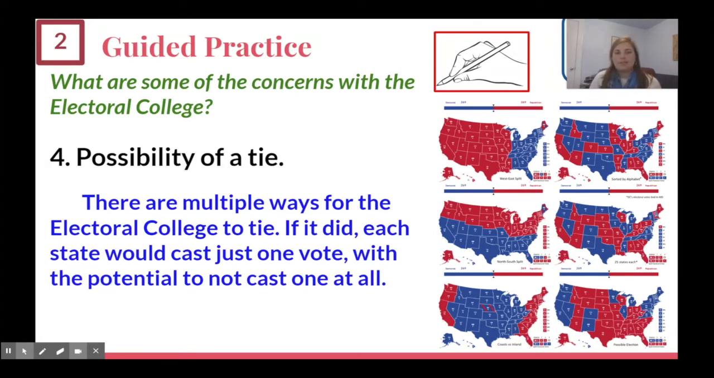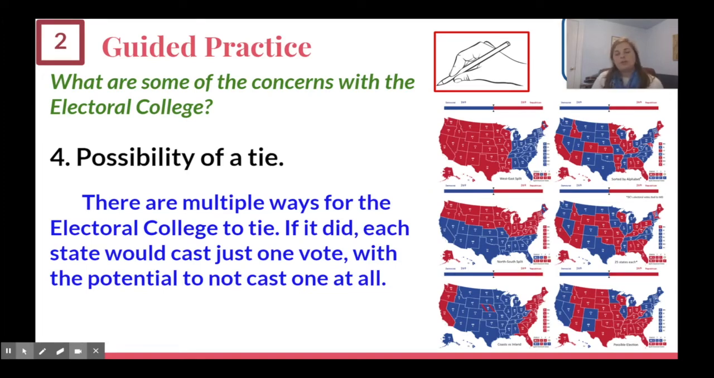All of the representatives from each state would get together and they would just cast one vote per state. But if any state's representatives can't agree on whom to cast their vote for, then that state doesn't get to cast a vote at all.